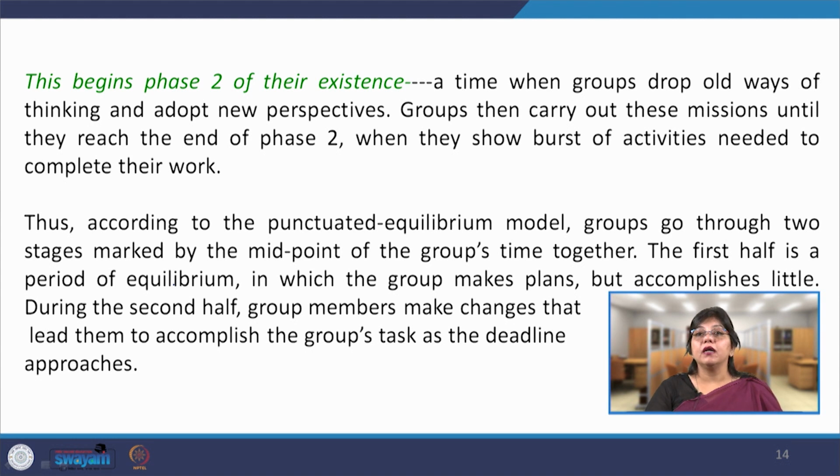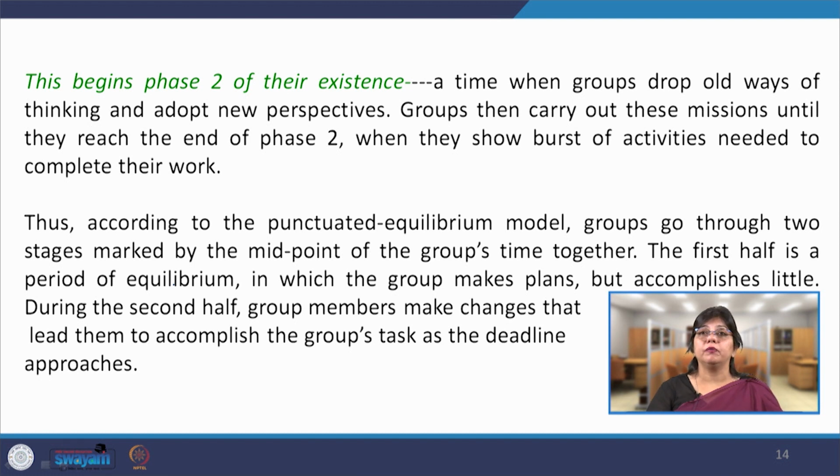Groups then carry out these missions until they reach the end of the phase, and then they show a burst of activities needed to complete their work. No doubt, even in phase 1, they showed interest and bursts of activities to achieve the common goal, but because of the midlife crisis, they again changed their action decisions, and again they are engaging in new forms of activities to reach that common goal.